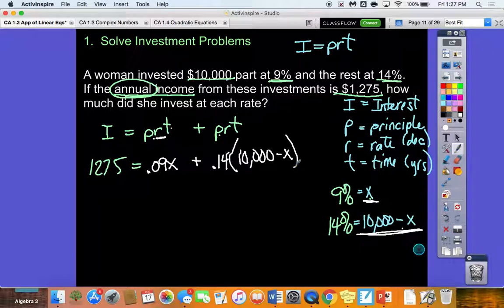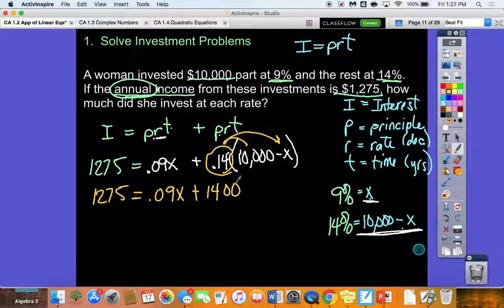So this is our equation. We just need to solve it. Don't let the fact that you have decimals in your equation rock your world. It's an equation. That's all it is. So I've got 1275 = 0.09x, and then I'm going to distribute the 0.14. So if I do 0.14 times 10,000, I'm going to lose 2 of these zeros. So I got 1400 with just 2 zeros rather than 4. And then I'm going to do 0.14x, and it's negative.